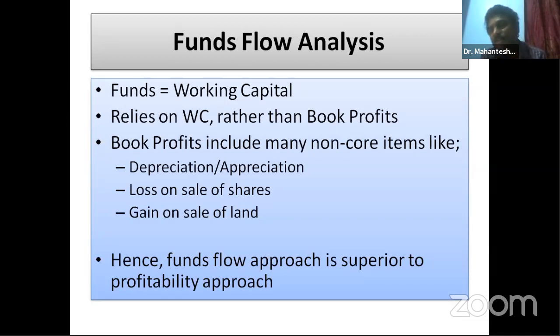Analysis, funds flow analysis means we try to see how much change has happened in the funds between two balance sheet dates. That is what we do in the funds flow analysis. Between two balance sheet dates, that is between two financial years, between 2020 and 2019.